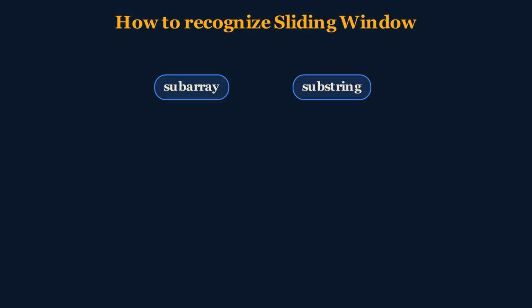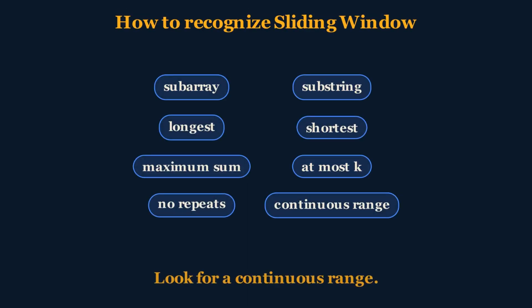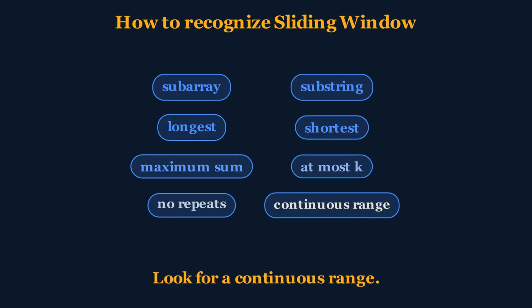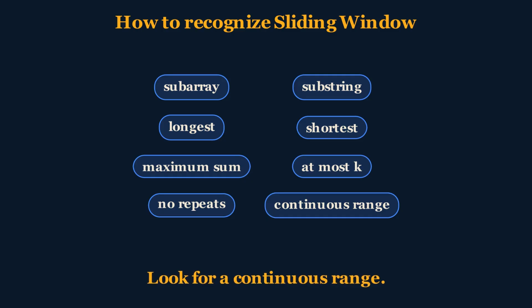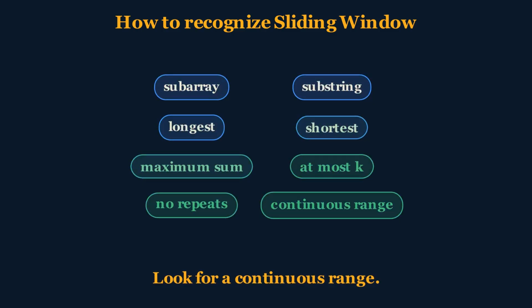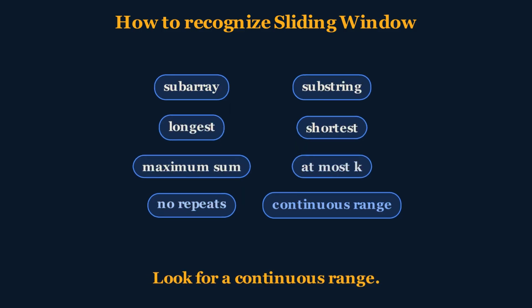How do you spot a sliding window problem in an interview? Listen for these words. Subarray, substring, longest, shortest, maximum sum. At most k, no repeats. Whenever a problem asks about a contiguous range and a condition inside it, your instinct should be, this might be sliding window. Look for a continuous range.